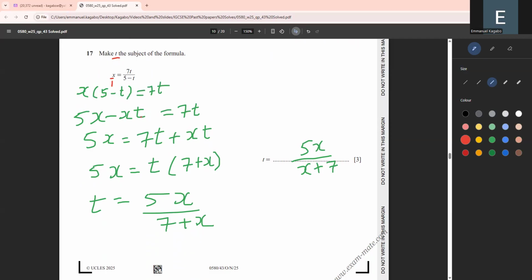What are we making the subject? We are making x the subject. We are making what? x the subject. So if I'm making x the subject, and what you are making the subject is appearing on the two variables.